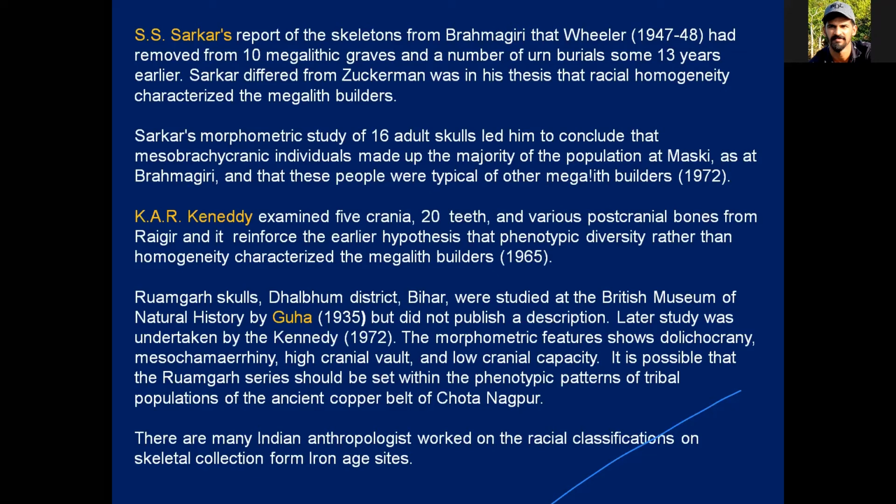Ramagar skulls from Bihar were studied in the British Museum of Natural History by Guha. That material also went out of India in 1930, but he did not publish a description. Later, Kennedy published, so we have a very good morphometric analysis of Ramagar by Kennedy, published in 1972. The morphometric features show dolichocrany, mesorrhiny, like medium size nose, high cranial vault, and low cranial capacity. It is possible that the Ramagar series should be set within the phenotype patterns of the tribal population of the ancient copper belt of Chota Nagpur. So again, it's a local population, and the Ramagar skulls are not in huge number. There are two Ramagar skulls, so there is not much data for this kind of analysis.